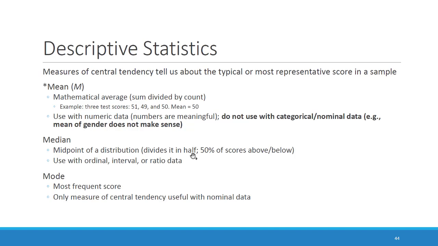So if we had scores of 1, 1, 1, 2, 2, 2, 2, 2, 2, 2, 2, 2, we would say that 2 is the mode, or in other words, if 2 is female, female is the modal score for that distribution. Again, we won't be using that in this class. I'd like you to focus on the mean and to only use it with numeric data where numbers are meaningful.